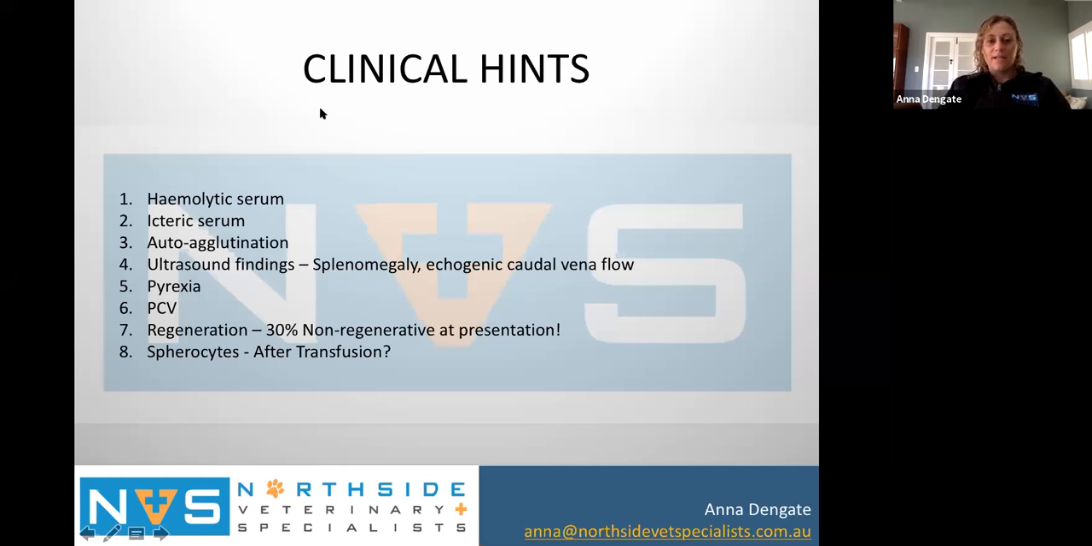So if you're presented with a patient who's a 4-year-old female spayed Maltese, and they've presented to you with pale gums and a pyrexia and have been off their food for a couple of days, I'm going to say 5 days. Obviously we're looking at an anemia in this patient. I've just got a list here of the things that make it stand out as an autoimmune hemolytic anemia as opposed to another cause of anemia, other than the CBC findings.